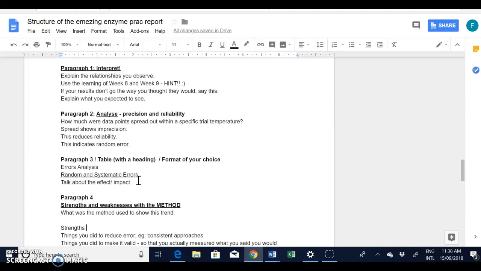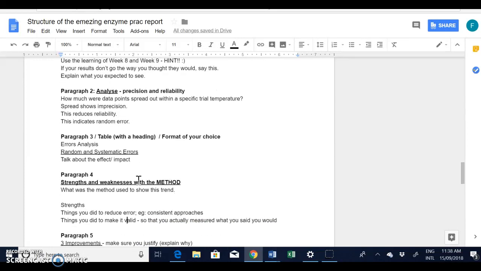Then paragraph 3. Now this goes into error analysis, strengths and weaknesses and improvements. That's the next bit. You might want to mash them all together somehow. However you want to do it, make sure you just meet it. You could just do a paragraph on each. So random and systematic errors. Remember, systematic errors happen all the time in the same way in every trial. That's a systematic error.